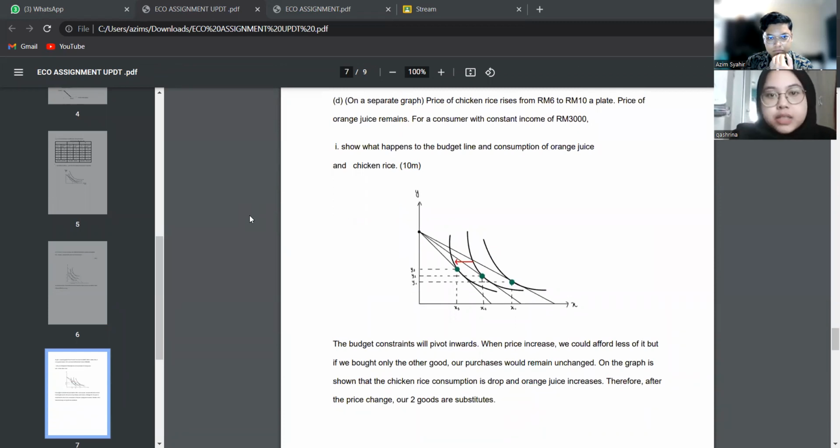As for D, the price of chicken rice rises from 6 ringgit to 10 ringgit a plate. The price of orange juice remains the same for a consumer with a constant income of 3,000. So what happened to the budget line and consumption of orange juice and chicken rice is that the budget constraint will pivot inwards, as when price increases we could afford less of it, but if we bought only the other good, our purchases will remain unchanged. The graph shows that chicken rice consumption drops and orange juice increases. Therefore, after the price change, our two goods are substitutes.